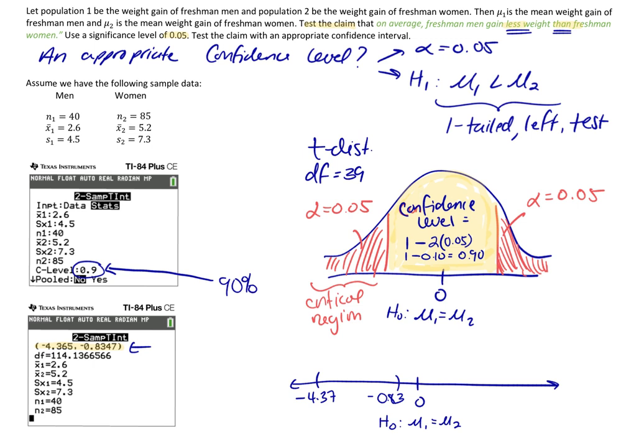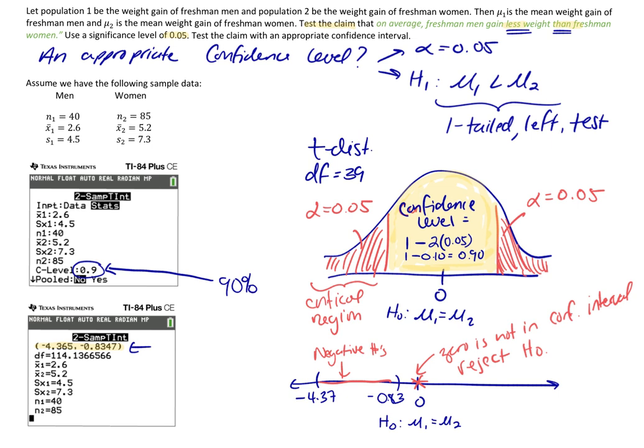Notice here that we do not have the null hypothesis claim in our confidence interval, so 0 is not in there. Since 0 is not in the confidence interval, we would reject the null hypothesis. So we're saying that we are 90% confident that the difference between men's weight and women's weight is actually a negative number. Notice that these are all negative numbers, more specifically, between negative 4.37 and negative 0.83. Okay, so what does that mean?